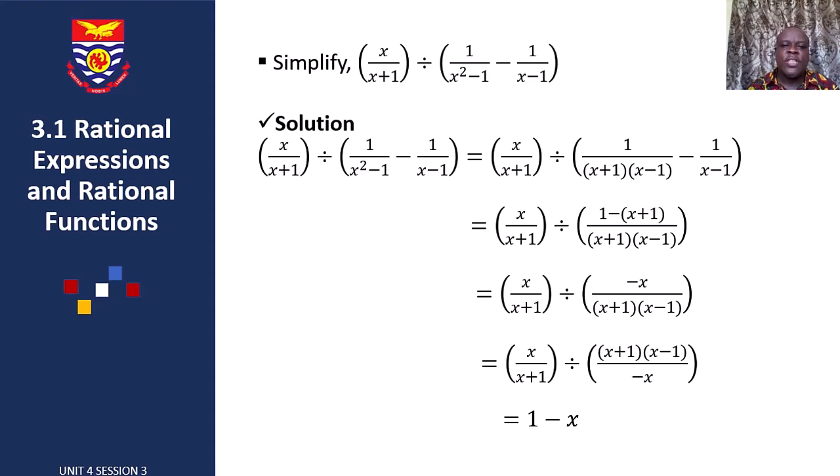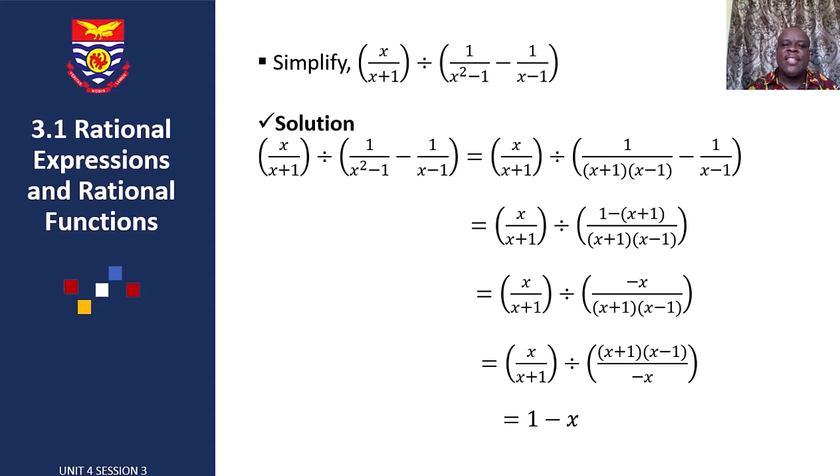To find the solution, we'll first put our attention on the second, the one at the right-hand side. And that expression, we first of all have to simplify. We see that x squared minus 1 is a difference of two squares. So we maintain the first expression, x over x plus 1. We bring the division sign, then we open the bracket. Then the first expression in the bracket becomes 1 over (x plus 1) multiplying another bracket, which is (x minus 1), then minus 1 over x minus 1.